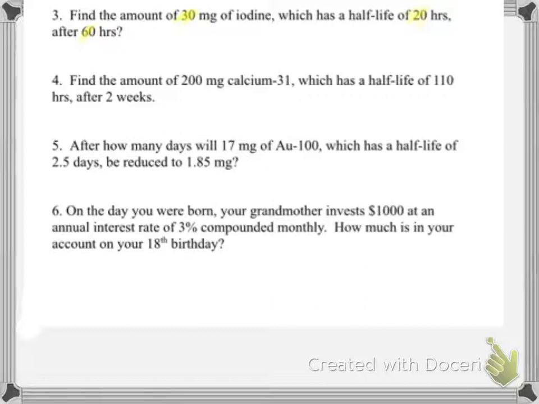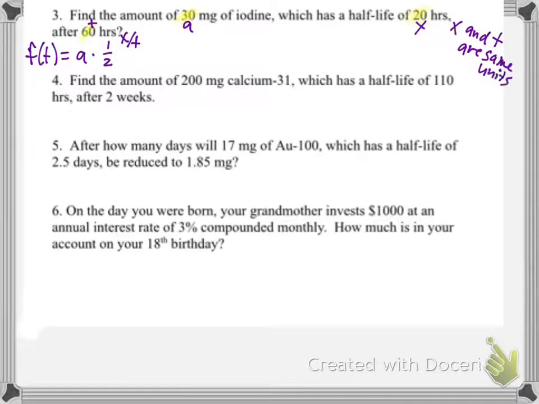My formula is f(t) equals A times 1/2 to the x over t. So A is my initial amount, which would be 30. My half-life rate is 20 hours, and my total time is 60 hours. You have to make sure that x and t are the same units. So basically 20 hours out of 60 hours. If one were measured in minutes, then you'd need to convert something.